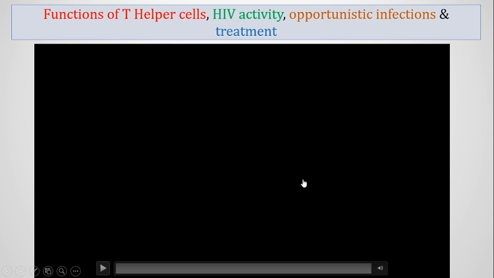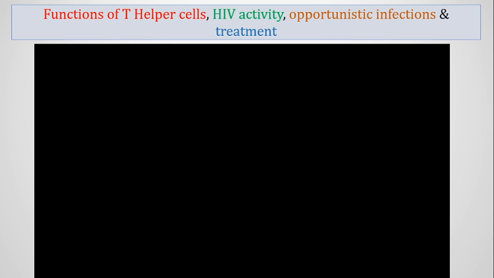So in this video, we'll understand what is the function of T helper cells and how the HIV virus destroys the T helper cell, and how the immune system becomes compromised, and how opportunistic infection takes place by other bacteria and fungus, and what are the modern treatment policies followed for the HIV infection.